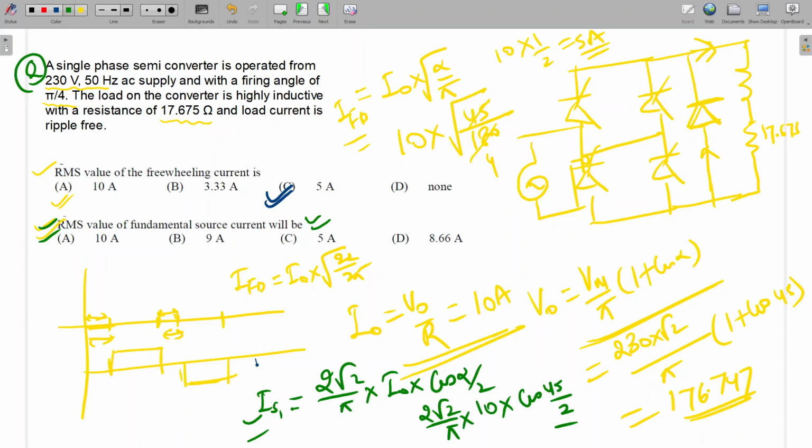I am also calculating 2 into. Option D, sir, 8.66 amps. Maybe it will come a little bit less. I think 8.3 or something we will get, but this is the nearby option. Yes, 8.33, sir. 8.3 we are getting, but this is the nearby option, so this will be the correct one.